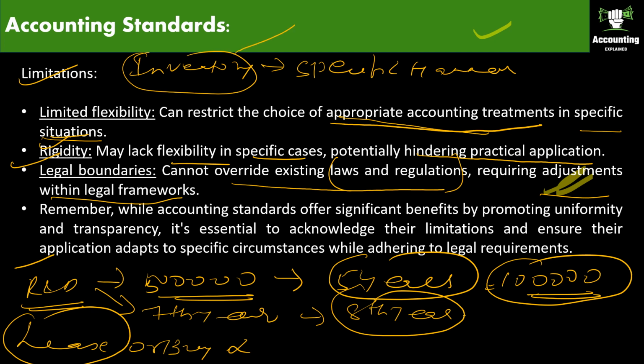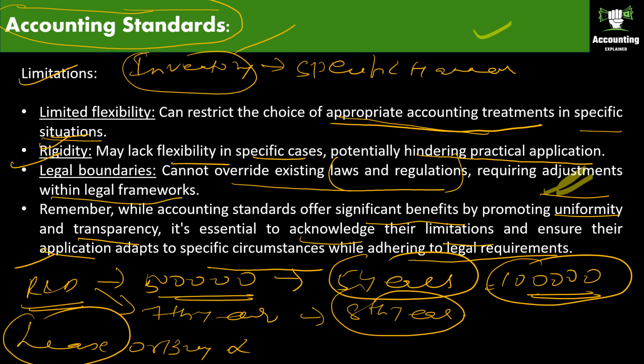Remember, while accounting standards offer significant benefits, the benefits outweigh the limitations for sure. By promoting uniformity and transparency, it's essential to acknowledge their limitations. Because technology is changing very fast, accounting standards should also be flexible and not rigid according to the new technology changes, and ensure their application adapts to specific circumstances while adhering to legal requirements. Like these are some of the exceptions we saw. These are the specific circumstances which have to be taken into account.